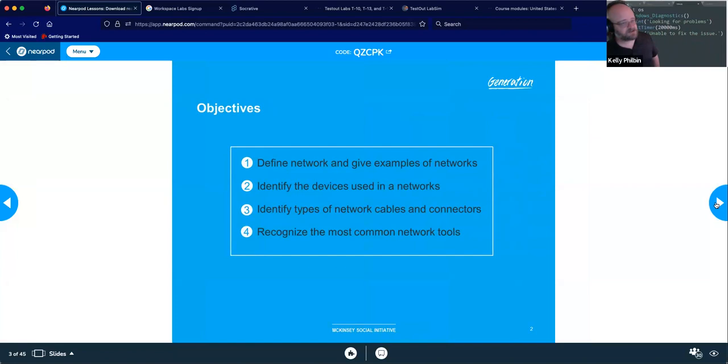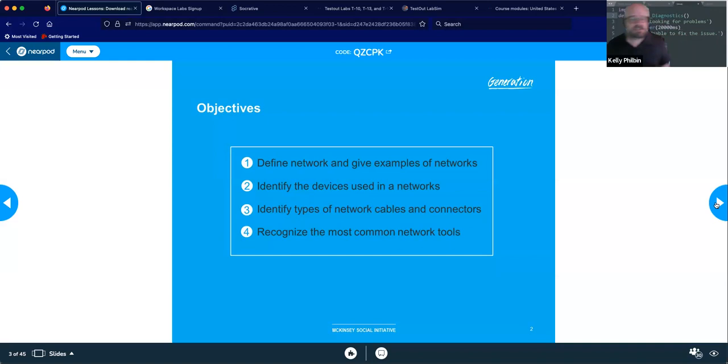We're going to be getting into some more cables and connectors. I know y'all have missed those over the last week, so we brought more for you. And we're going to be able to recognize some of the most common network tools. For many of these, it'll be a review, but it's always good to go over them again and talk about them a little bit more in context.